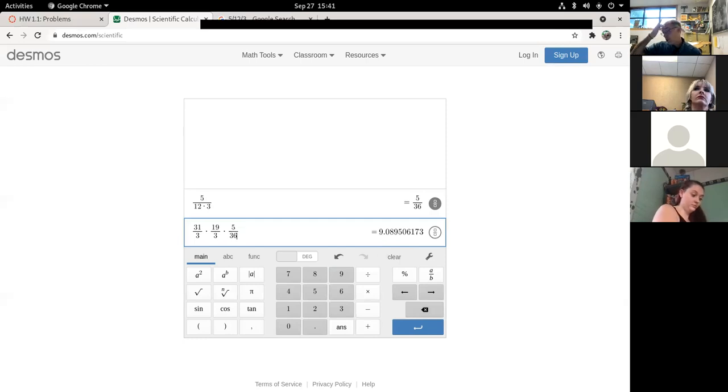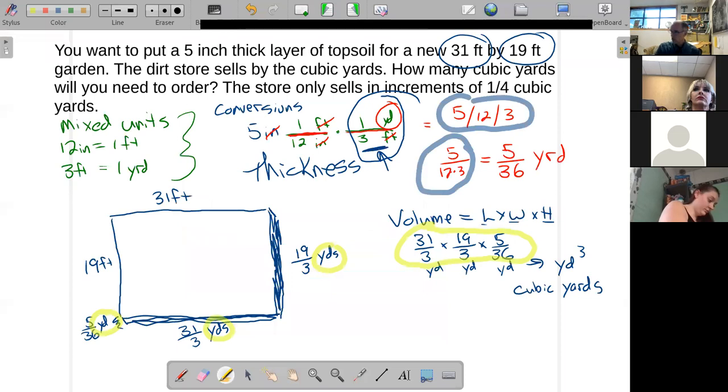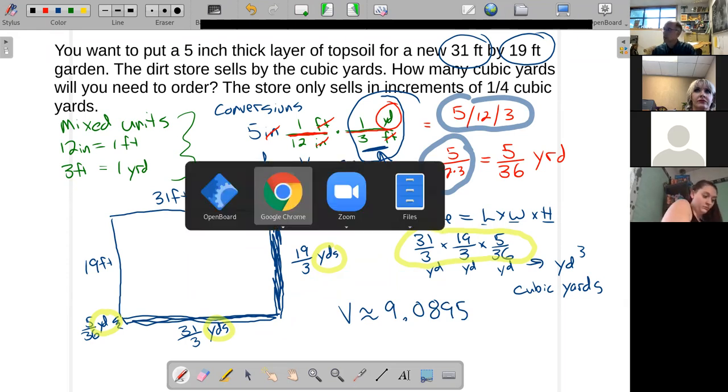All right, so we're making progress, but we don't have an answer yet. We have part of an answer here. So let's see, 9.0895. I'm going to take 4 of those decimals for now. So I think my volume is about 9.0895. Did I get that right?